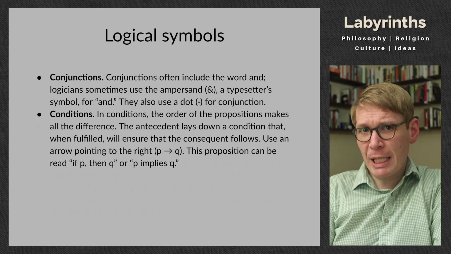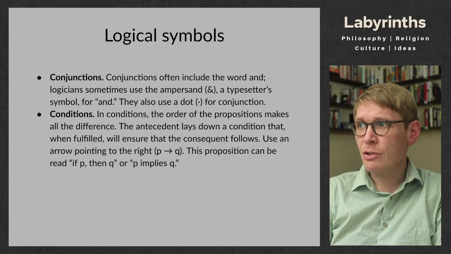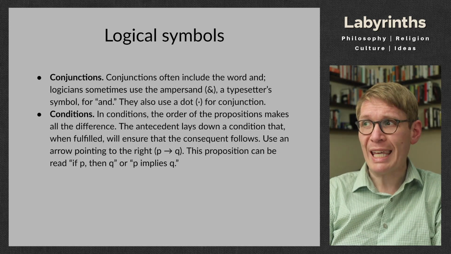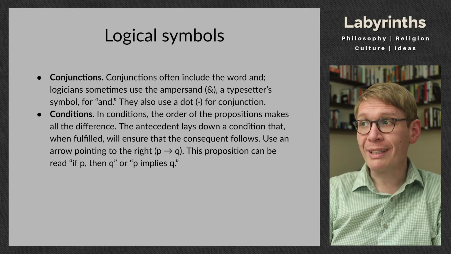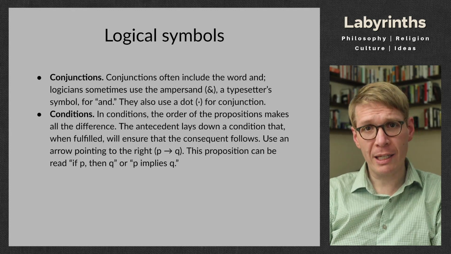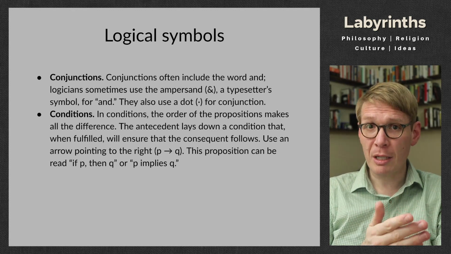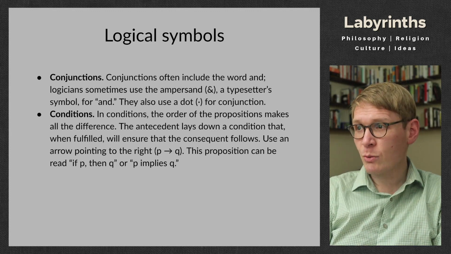Last slide here explaining the logical connectives or symbols. Conjunctions often include the word and, and we'll see some other examples of that in a minute. You can use the ampersand, which is that little typesetter symbol that looks like the et symbol. Or you can also use a dot. If you're writing it out longhand, you'd often just use a dot. But if you're typing on a computer, it's more typical to use an ampersand. And the last one is what we've already talked about at some length.